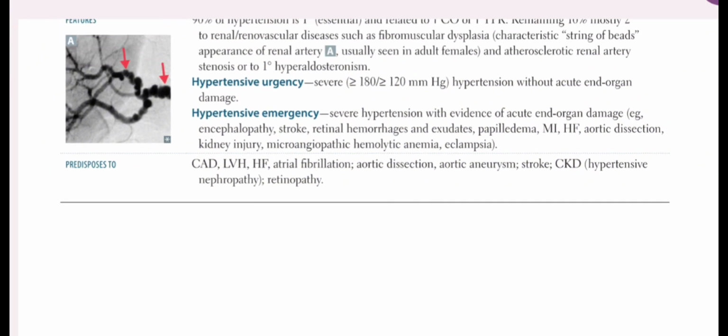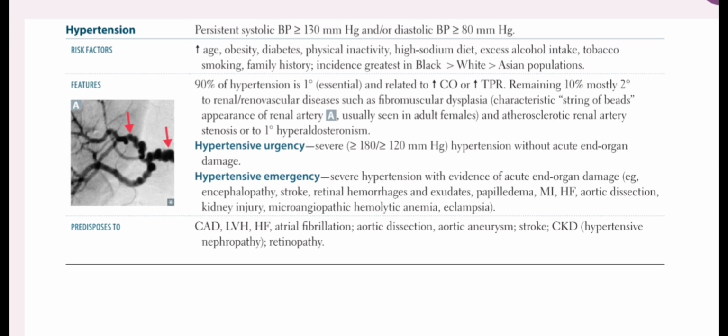So hypertension can predispose to coronary artery disease, left ventricular hypertrophy, heart failure, atrial fibrillation. The other less common manifestations include aortic dissection and aortic aneurysm. However, CKD remains one of the most common complications due to hypertension.